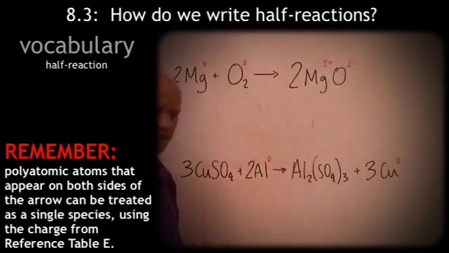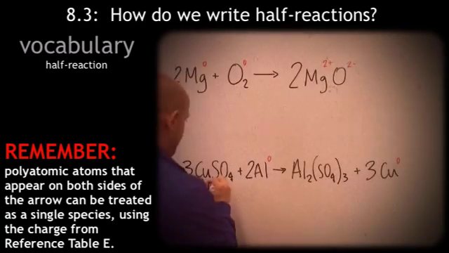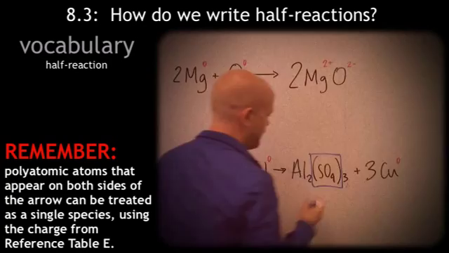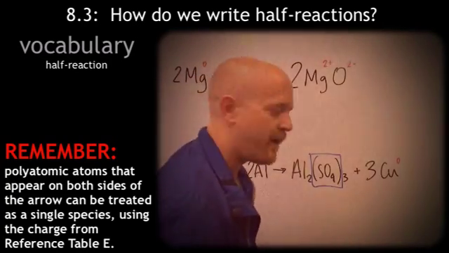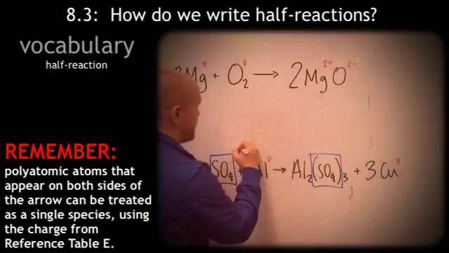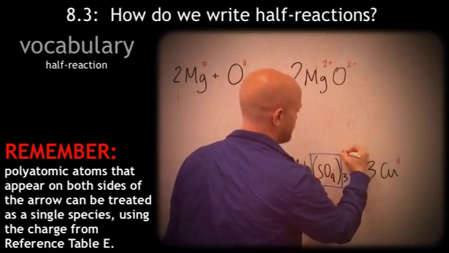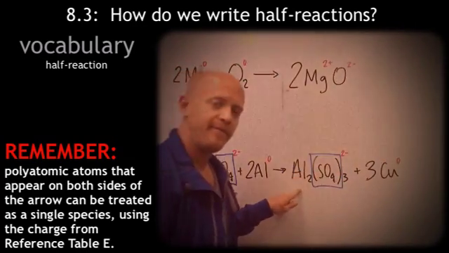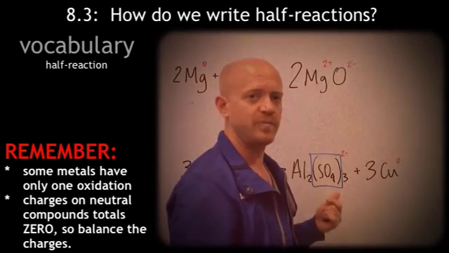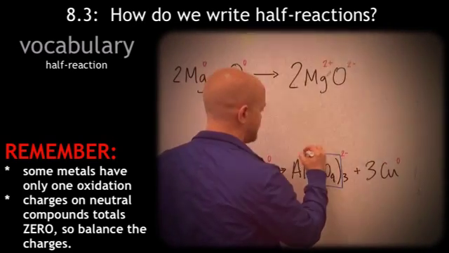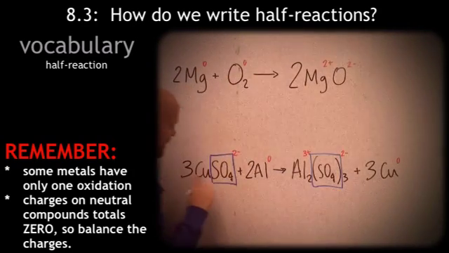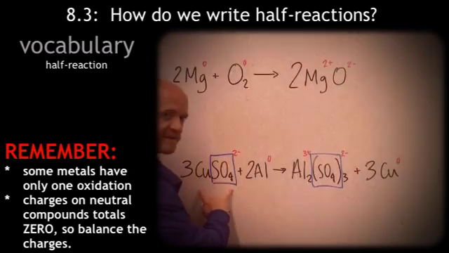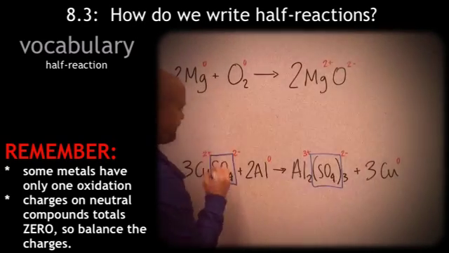Now this sulfate, like I told you before, you can treat it like it is one element. And since it is a polyatomic ion, this sulfate is -2. This sulfate is -2. This is aluminum. If you look at the periodic table, aluminum only has one oxidation state, +3. This copper, because it is balanced out evenly with this copper sulfate, is +2.